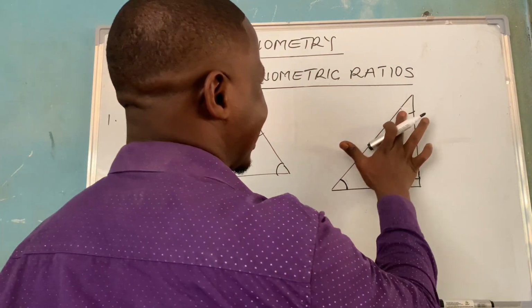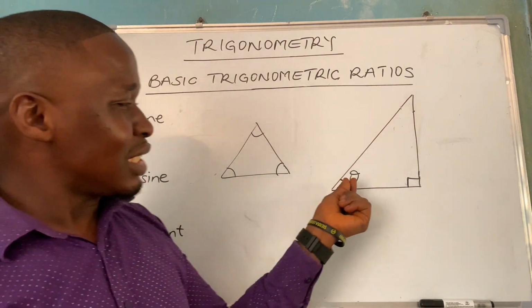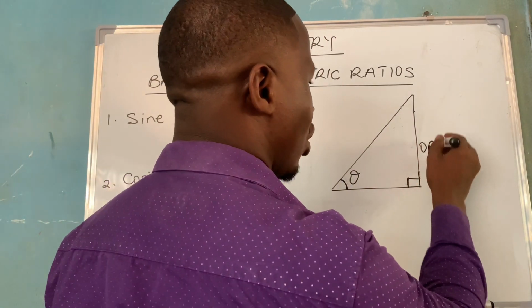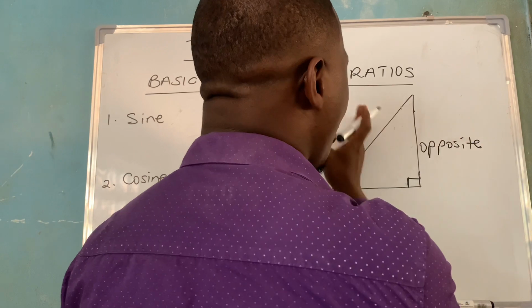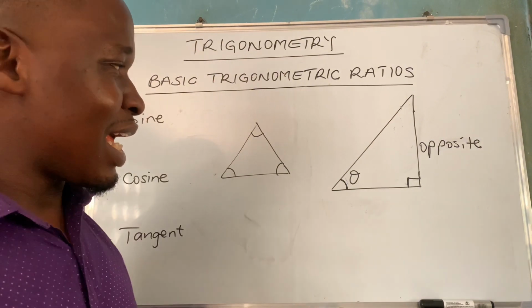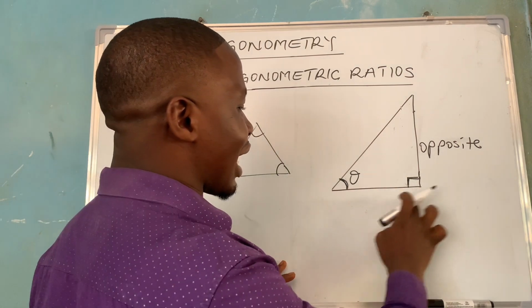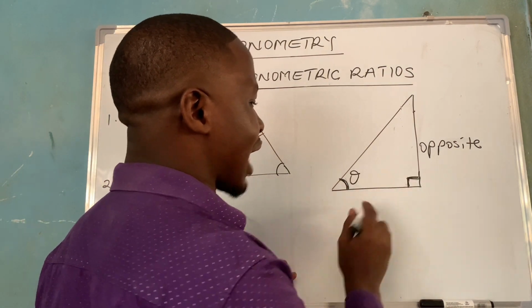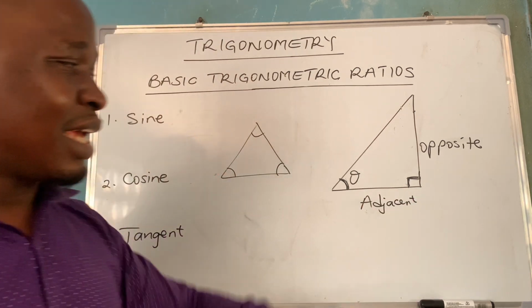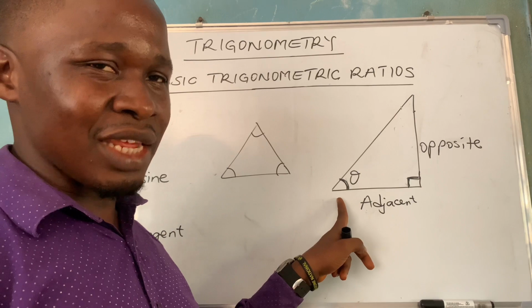So back to where we started. Now we want to maintain theta as the given angle. Since theta is the given angle, the side that is facing theta is what we call the opposite side. Now we have two sides remaining. For the remaining two sides, there is a side that is between the given angle and the right angle. That side that lies between the given angle and the right angle is what we call the adjacent side. So this side is the adjacent side, because it lies between the right angle and the given angle.